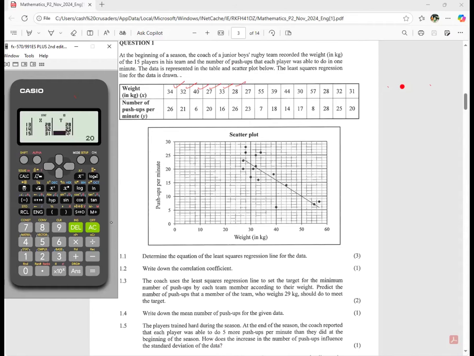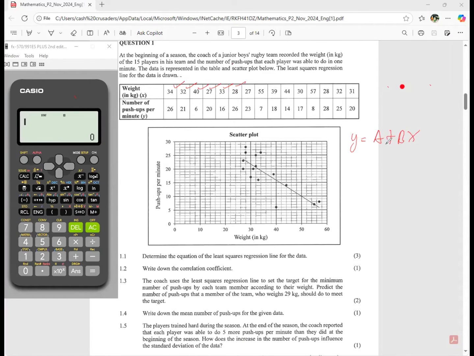Right, now everything is punched into your calculator. Just press on, and your calculator has already saved that for you. As you can see, the calculator is at stats. Then 1.1 says determine the equation of the least square regression line for the data. Now, the least square regression line is in the form of what? It's in the form of y equals a plus bx, right?